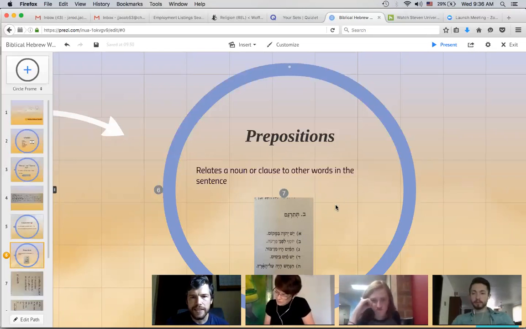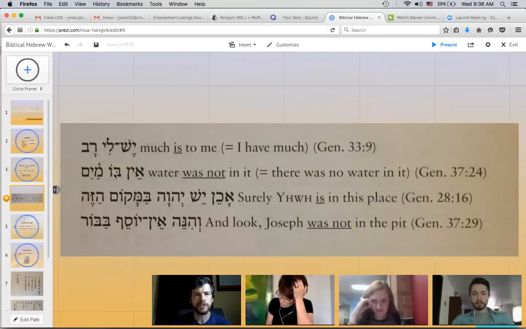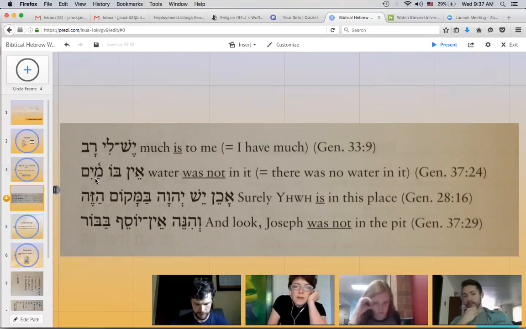Okay, so let's look at some of our examples. We're going to go back to this one on our screen. So we just got introduced to bet, which means in. So there is not in. Do you see the third masculine singular suffix right here, o? In it, or in him, but here in water. Wine is a new vocab word. Right. There's not in it water.